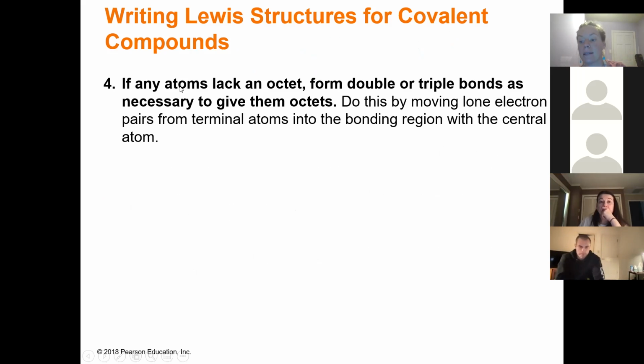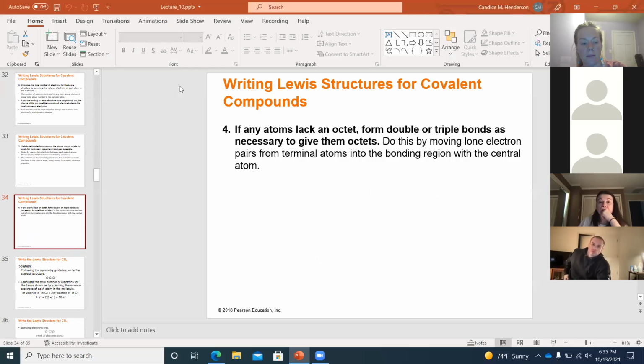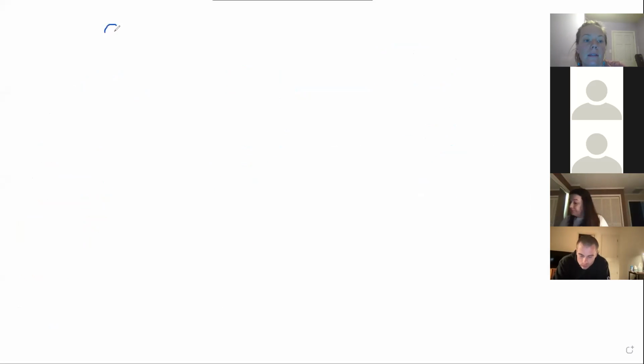If any atom lacks an octet, form a double or a triple bond as necessary. I will show you guys this in a minute. So let's do, we'll do CO2. Okay, CO2.